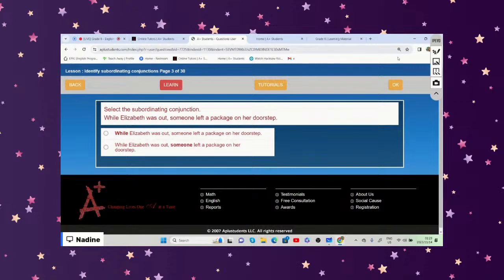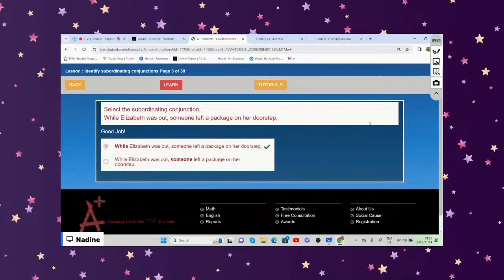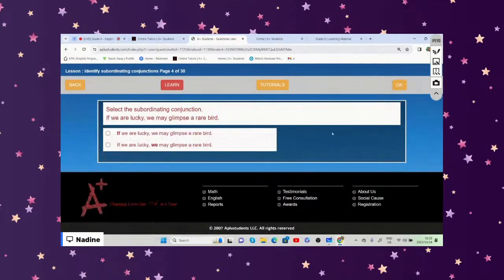All right, so we will go with the first one, while. And while was correct. Now we need to select the subordinating conjunction.